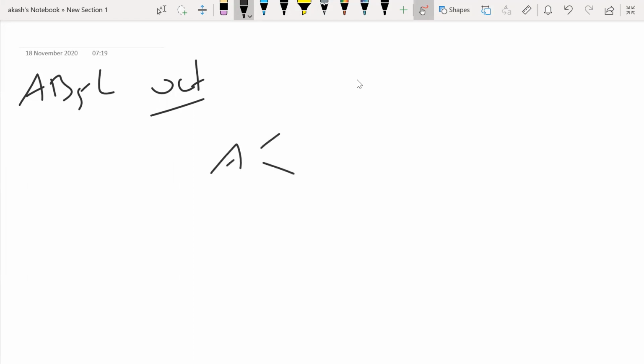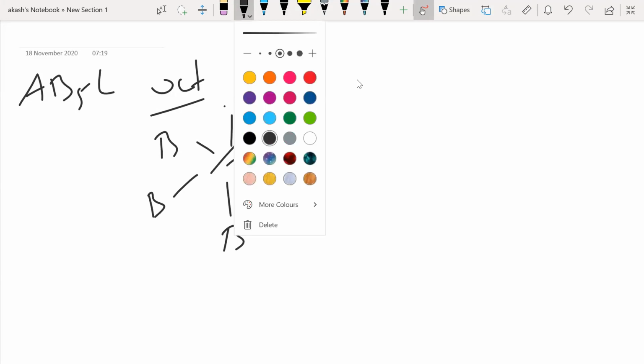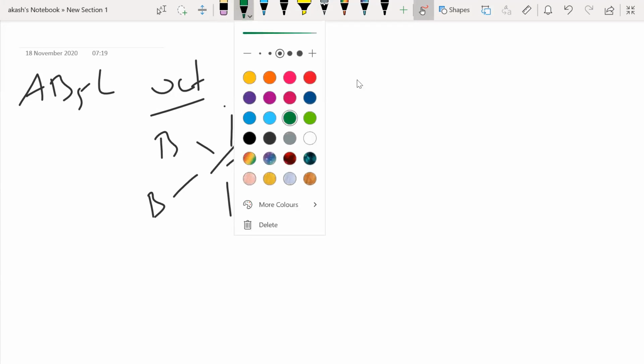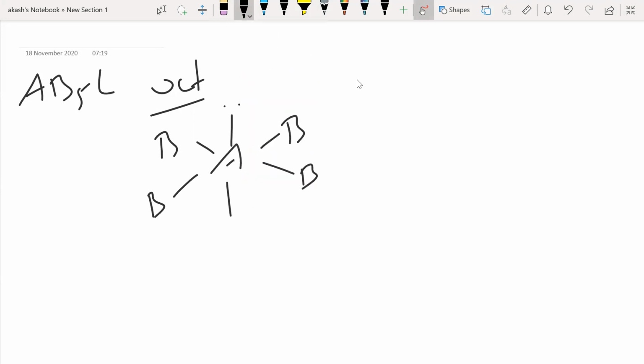If you want to visualize the shape of the molecule, this is how we visualize. I have 5 bonding atoms and there is one lone pair. Let me change the pen color, I want only black.